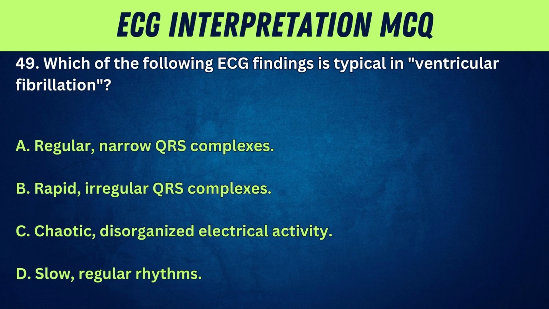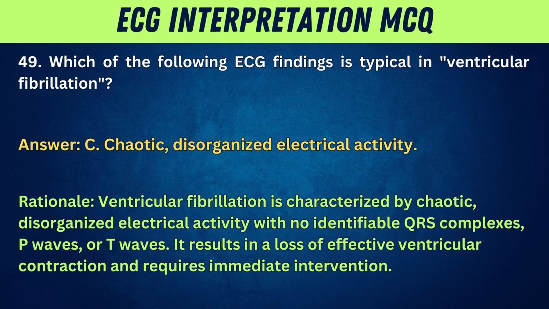49. Which of the following ECG findings is typical in ventricular fibrillation? A. Regular, narrow QRS complexes. B. Rapid, irregular QRS complexes. C. Chaotic, disorganized electrical activity. D. Slow, regular rhythms. Answer: C. Chaotic, disorganized electrical activity. Rationale: Ventricular fibrillation is characterized by chaotic, disorganized electrical activity with no identifiable QRS complexes, P waves or T waves. It results in a loss of effective ventricular contraction and requires immediate intervention.